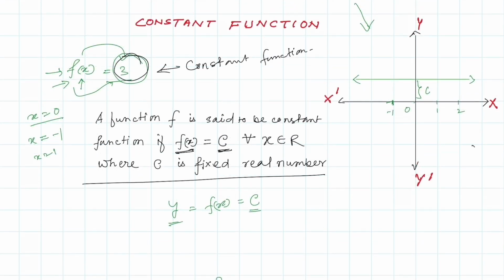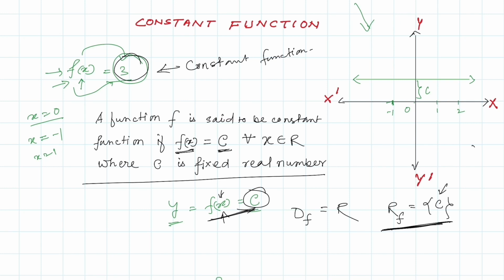Okay, now as you can see, we can put any value of x here. We can put any real number. x is equal to any real number. That's why the domain of such a function is the set of all real numbers, and the range of this function is the set containing the constant value. Because here you see, it doesn't matter what the value of x is, you will always get c. That's why the range of this function is a set containing c as an element.